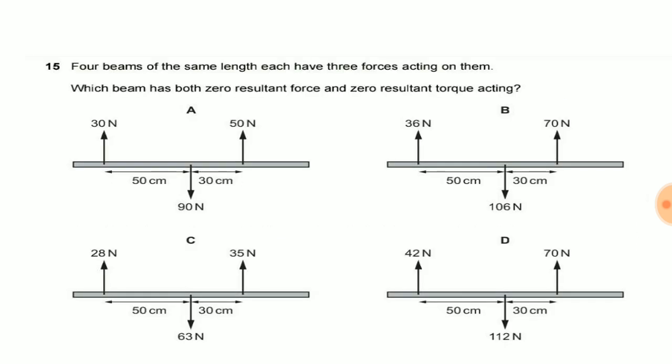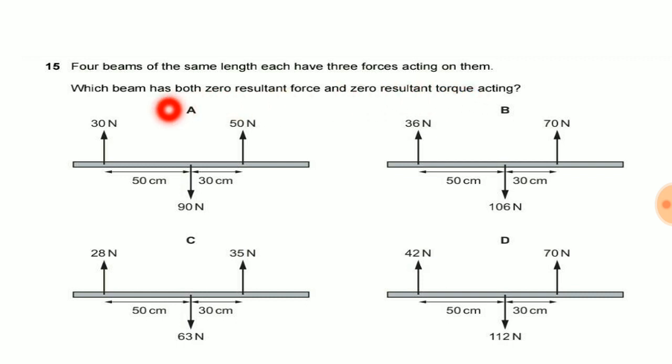Now let us move to question number 15. In this question, there are 4 beams. These are 4 beams of the same length, and they are experiencing 3 forces. In all cases, 2 forces are acting up and 1 force is acting down. Now which beam has both zero resultant force and zero resultant torque?